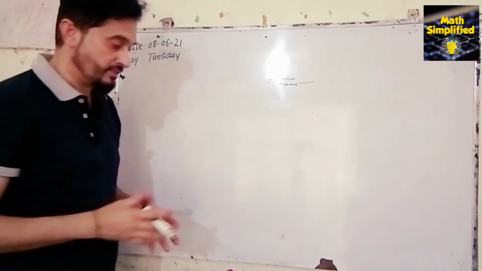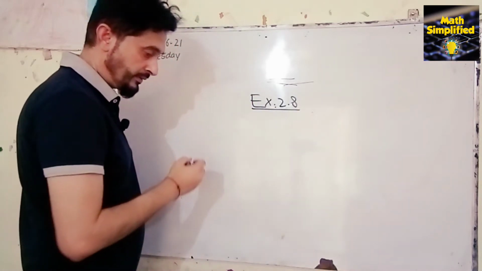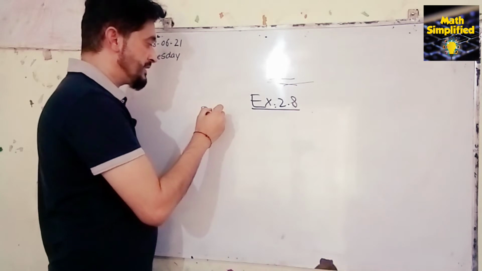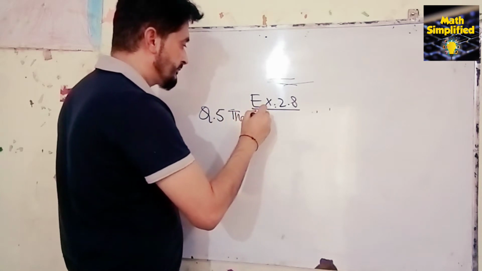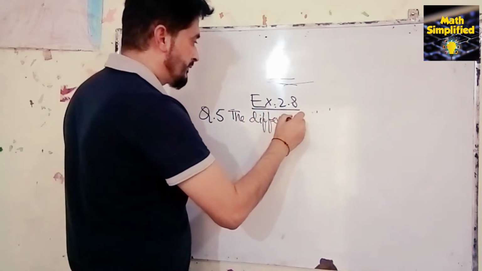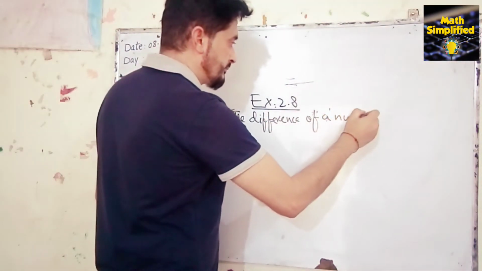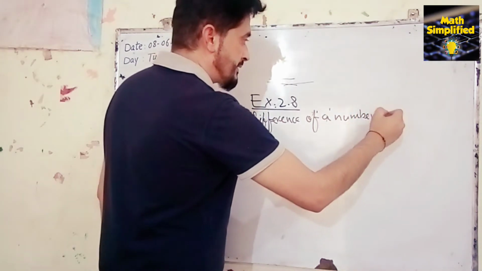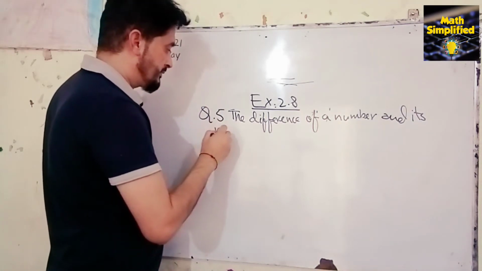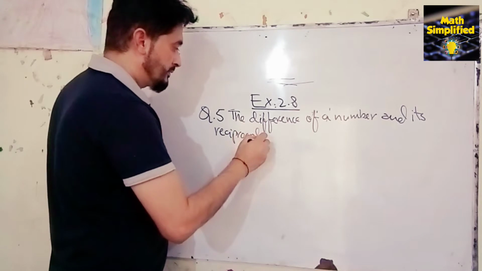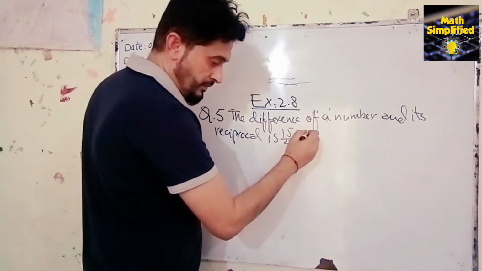So let's do the questions. Exercise 2.8, question number 5. The difference of a number and its reciprocal is 15/4. Find the number.